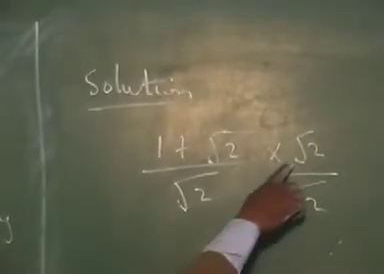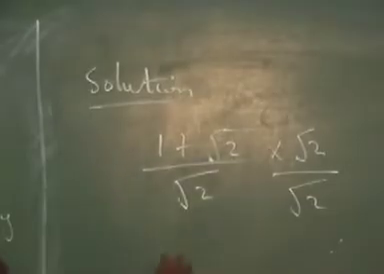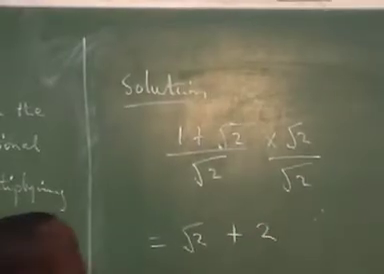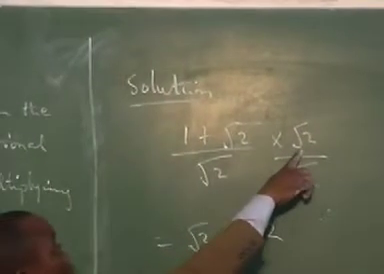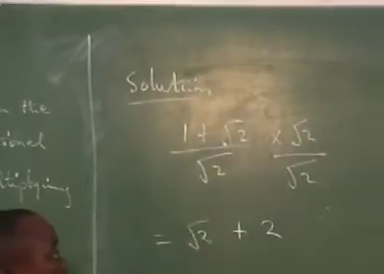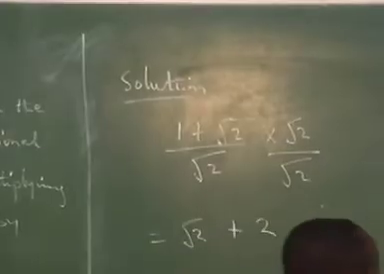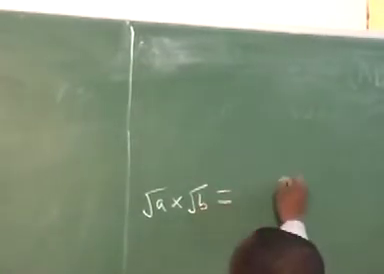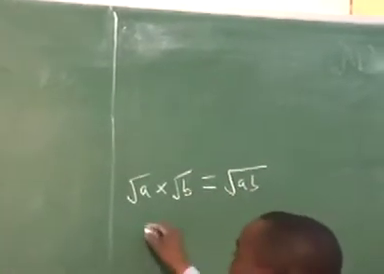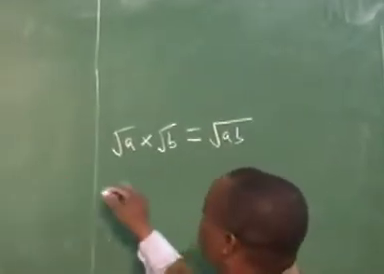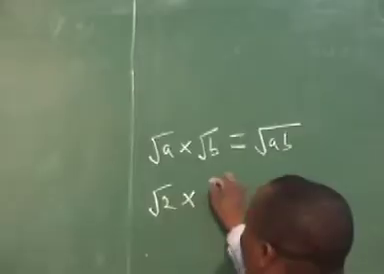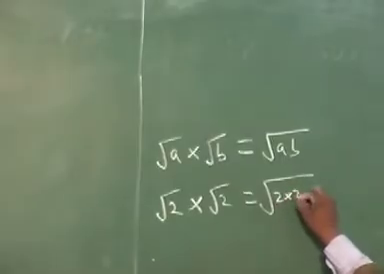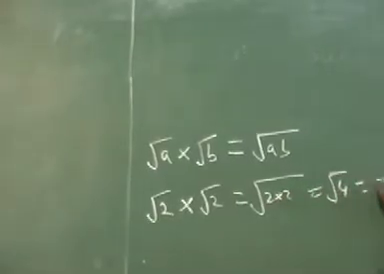So if I do that, 1 times this will give me root 2, and then this times this will give me 2. How? Because root 2 times root 2 will be 2. Remember our rule of surd. Root A times root B will be equal to square root of AB. So I have root 2 times another root 2, which is square root of 2 times 2, that is square root of 4, and it is equal to 2.